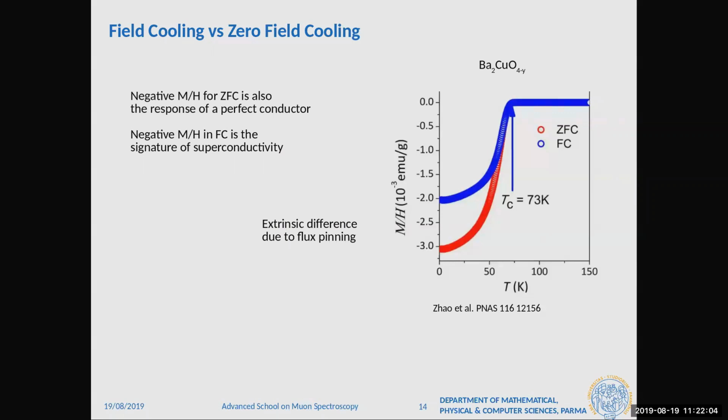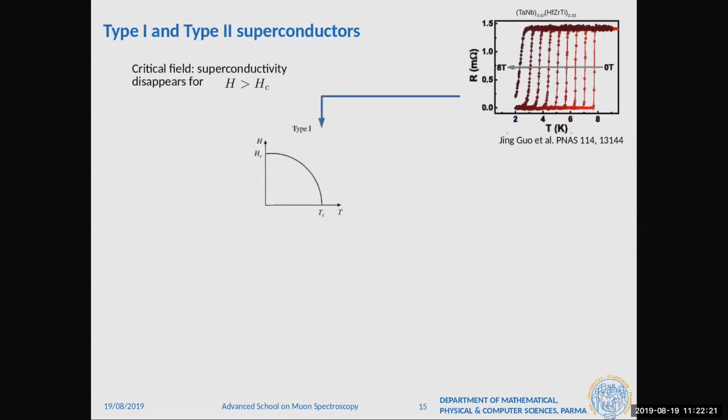Or you can do the other procedure, field cool it, and you still have—sorry, zero field cool it is the red, field cool it is the blue. You still have an expulsion of flux, with subtle differences that have to do with pinning of flux lines inside the superconductor. But this is, I call it extrinsic physics, right?